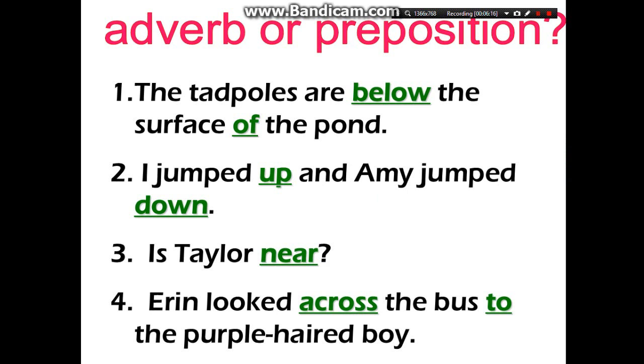Number 3, is Taylor near? Well, once again, there is no object of that preposition. It is not a prep phrase. Therefore, near is not functioning as a preposition. It is functioning as an adverb. Finally, Aaron looked across the bus to the purple-haired boy. If you look at across the bus, there is an object to that preposition, bus. Therefore, across is functioning as a preposition. To the purple-haired boy, once again, there is an object to that preposition, purple-haired boy. Therefore, to is functioning as a preposition.